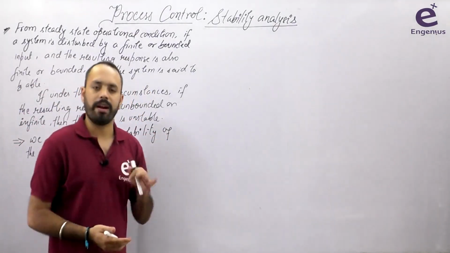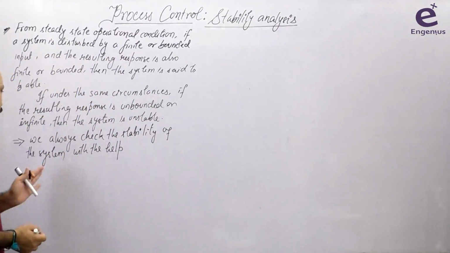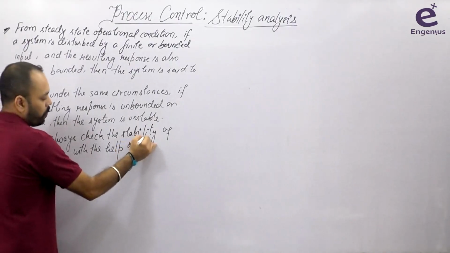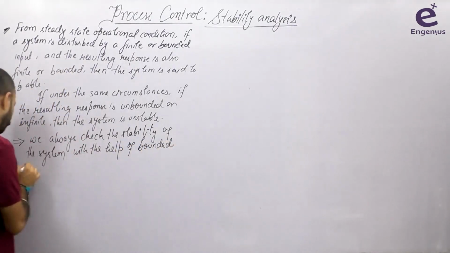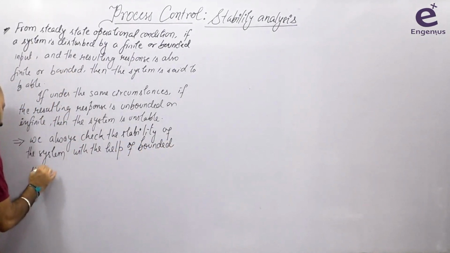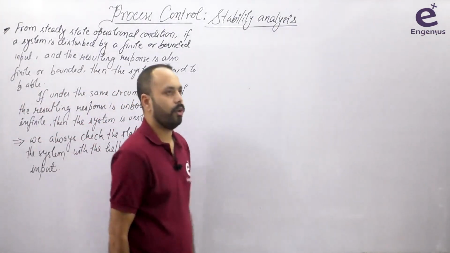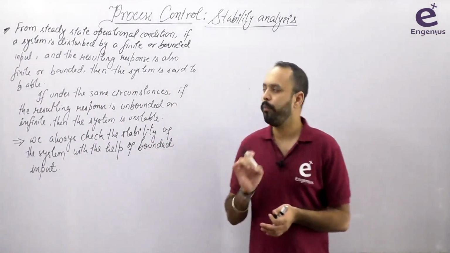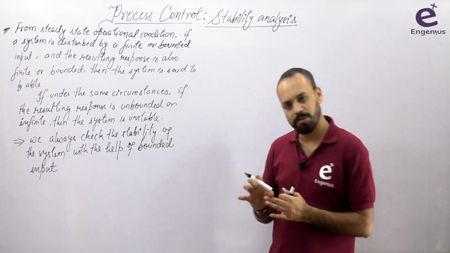So we will never give a ramp input for checking the stability of the system. So we always check the stability of the system with the help of which input? Bounded input. Fine. Remember this point: whenever we are going to check the stability of a system, the input given to the system must be bounded. After that only you are going to check the response.